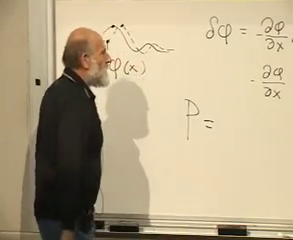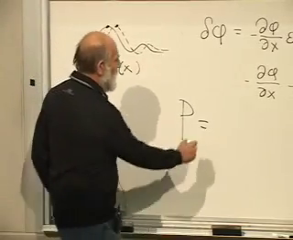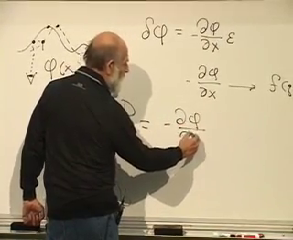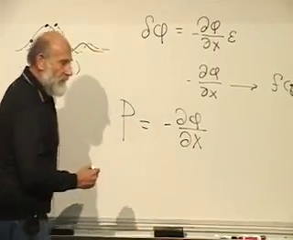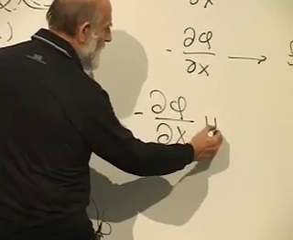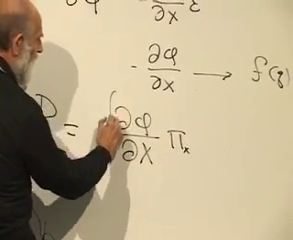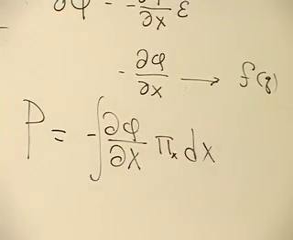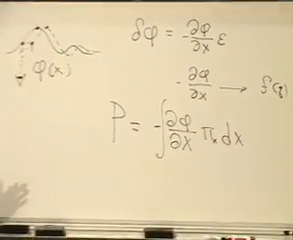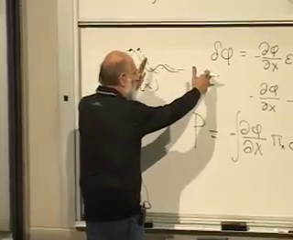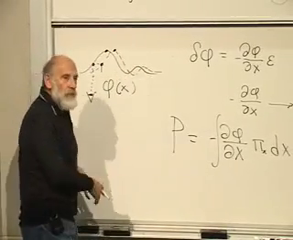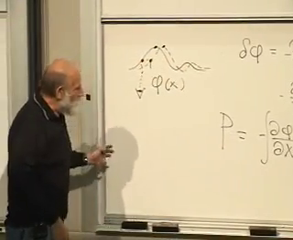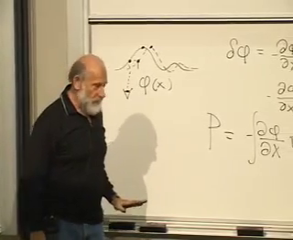All right, what is it? It's given by d phi by dx. I guess it's minus d phi by dx times pi sub x integrated over all space. That's the momentum which is conserved by virtue of the invariance of the Lagrangian with respect to spatial translation. That's a mouthful. The quantity which is conserved by virtue of translation invariance.